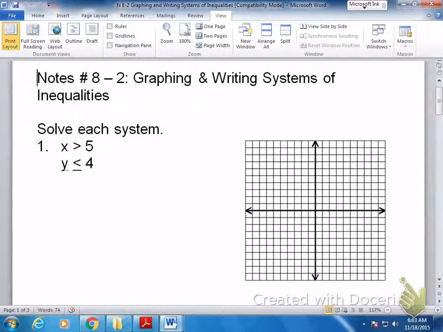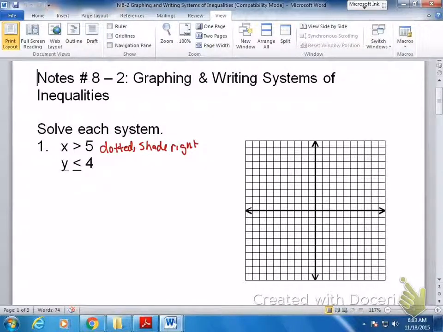It says solve each system. We have x is greater than 5 and y is less than or equal to 4. So if you remember, when we are graphing inequalities, we have to remember if it's a dotted or solid line. Well, x is greater than 5 would be a dotted line. And since x is greater than 5, we're going to shade to the right.